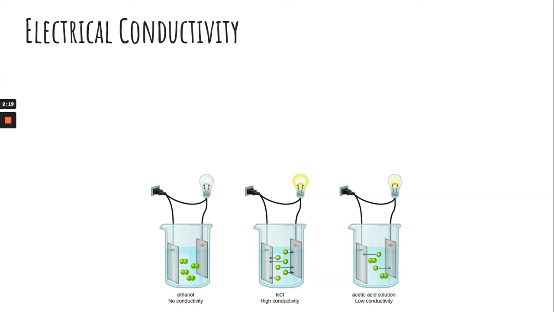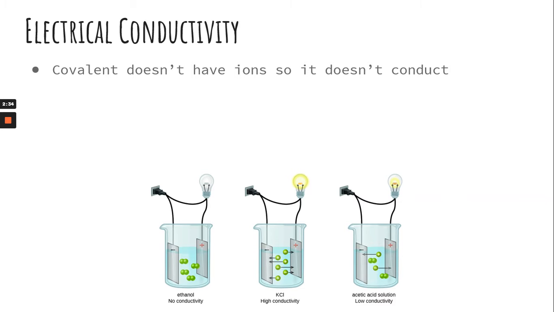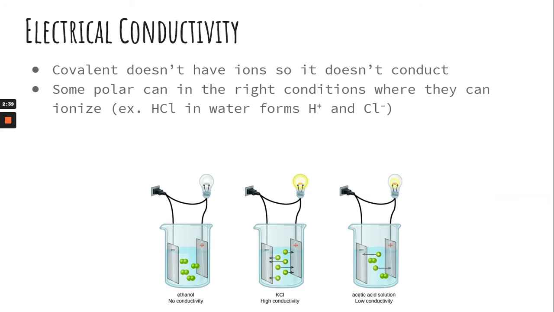And then finally we have electrical conductivity, or how well it conducts electricity. Remember, in metallic bonds, it's the moving electrons, or that sea of electrons, that allows it to conduct. Covalent doesn't conduct because we don't have positive and negative ions, so it just won't conduct. Polar sometimes can conduct, though, if they are ionized. So remember, ionized means they are broken into their ions, H plus and Cl minus from HCl, for example. So some polar molecules can conduct if we're able to ionize them. Acids are really the only ones that can be ionized because of the hydrogen being able to lose that electron.